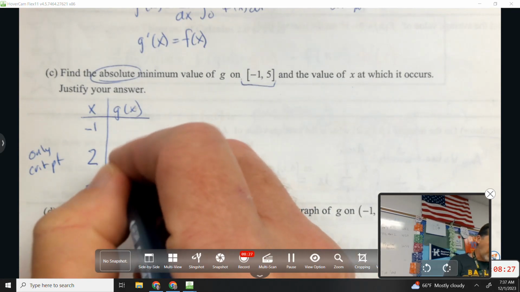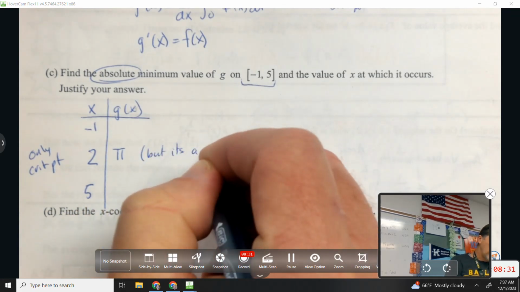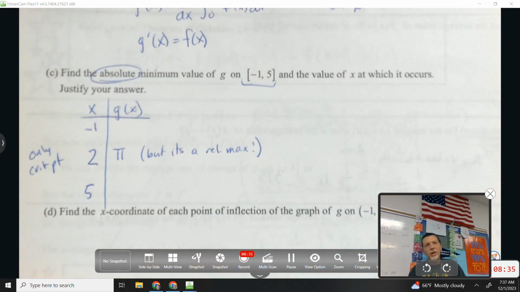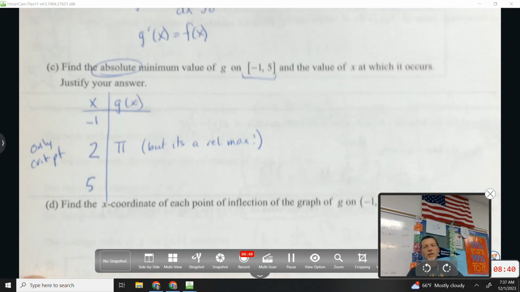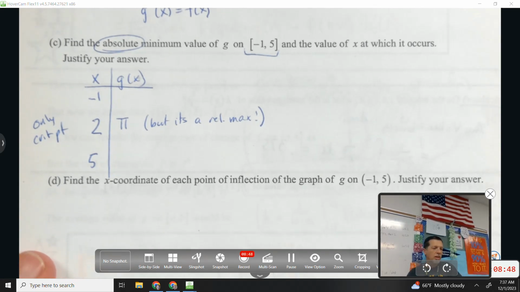That was in part A, G of 2 is pi. You could also, again, skip finding it. But if you skip finding it, you better tell them why. Because the grader, me, I'll be looking for the endpoints and the critical points. So if you want to skip a critical point, you better tell me why you're skipping the critical point.